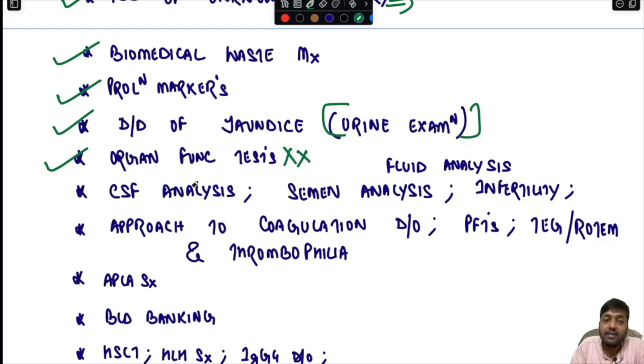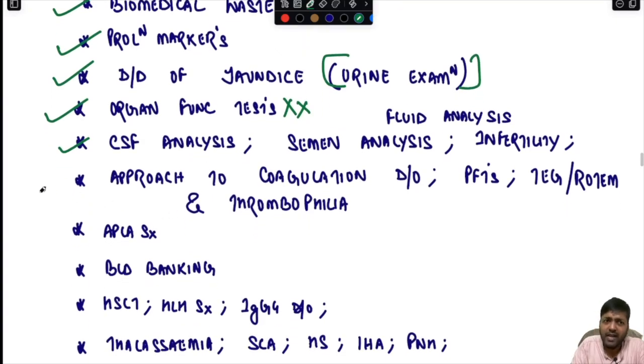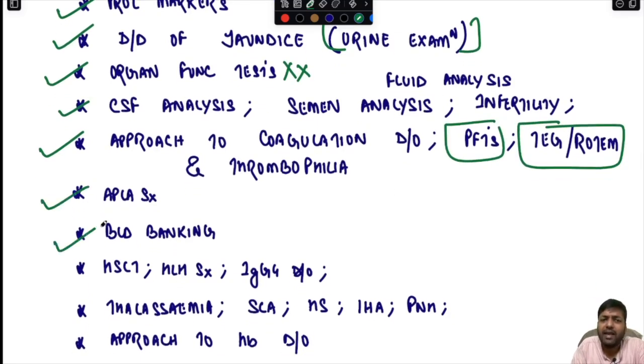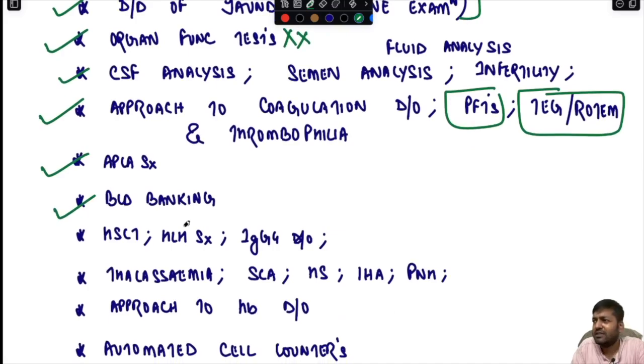What is important is one question on CSF analysis, semen analysis, infertility, or fluid analysis can be there. An approach to coagulation disorder. Pulmonary function test, thromboelastography, ROTEM, APLA syndrome. Blood banking, any one question can be there, like adverse blood transfusion reaction.